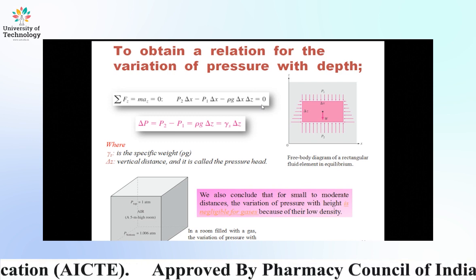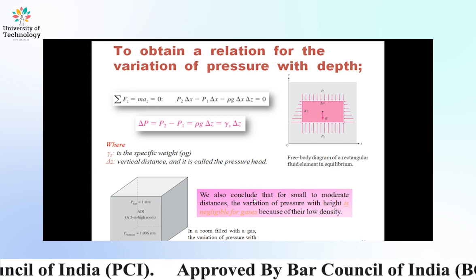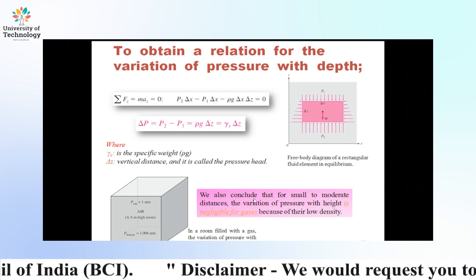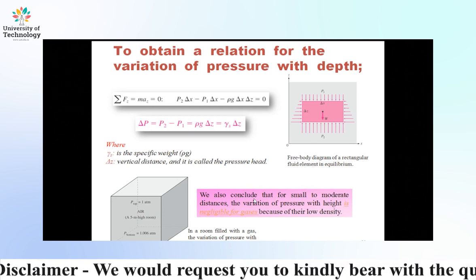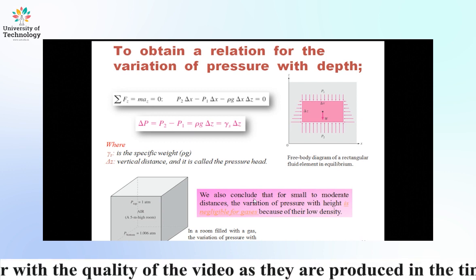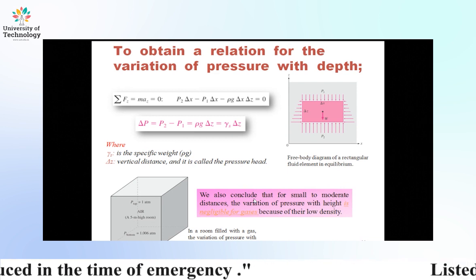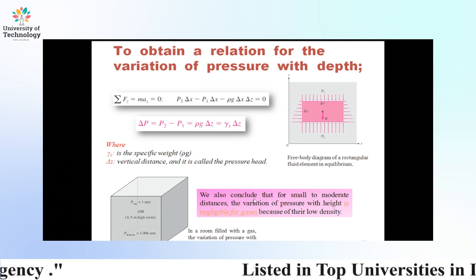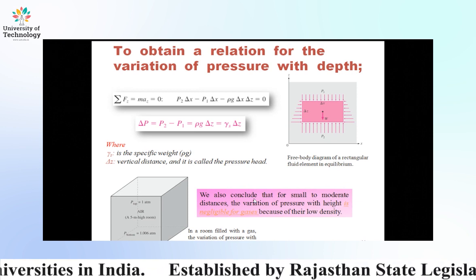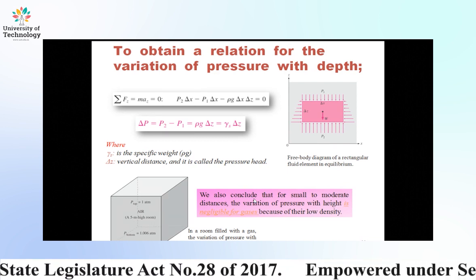We also conclude that for a small to moderate distance, the variation of pressure with height is negligible for gases because of their low density. The density of water is 1000 kilogram per cubic meter and the density of air is 1.293 kilogram per cubic meter, very low compared to the density of water. So the variation of pressure with respect to depth for air is very small compared to the variation of pressure with respect to depth for water or any other liquid.